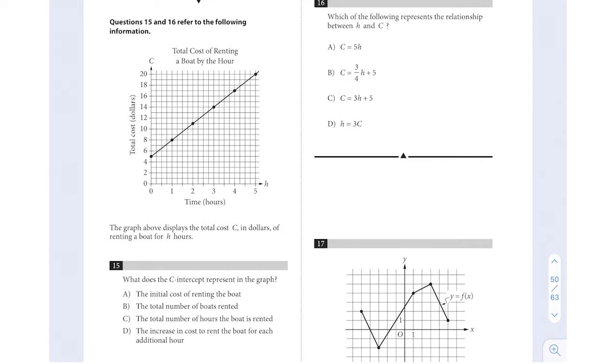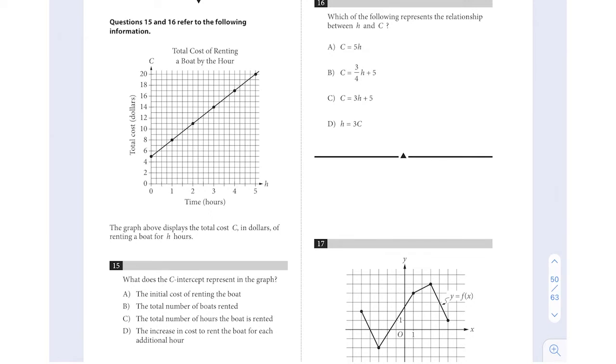For questions 15 and 16, they refer to the following information, and here we see a graph that shows the relationship of the total cost of renting a boat by the hour to the time in hours. So here we have total cost and time as our axes, and let's see what question 15 asks. It says, what does the c-intercept represent in the graph?